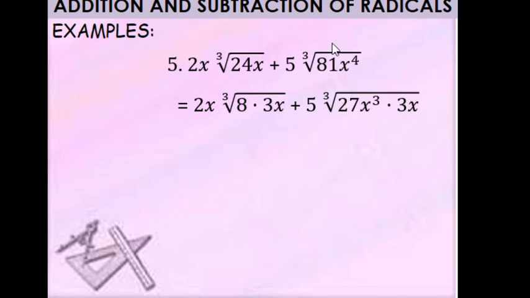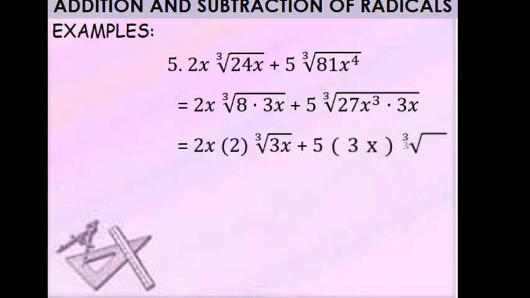So ito, meron pang ibang factors yung 81. Pwede rin natin pwedeng maging factor yung 9 times 9. Kaya lang, hindi natin makukuha ang cube root ng 9. So dito sa 27, makukuha natin yung cube root ng 27, kaya masisimplify natin ito. Okay. So now, okay, so we have 2x times 2 cube root of 3x plus 5 times 3x cube root of 3x.